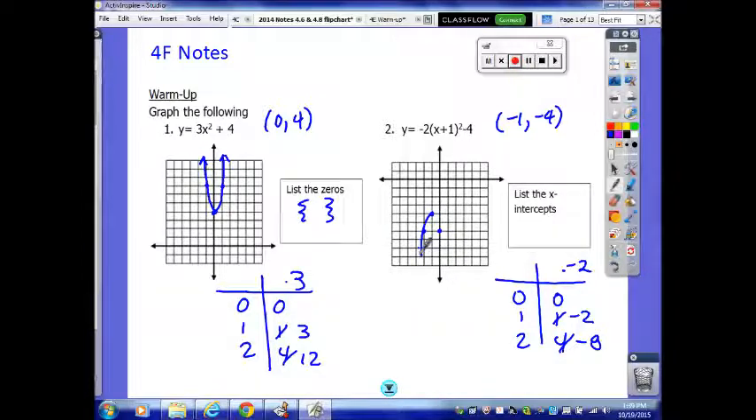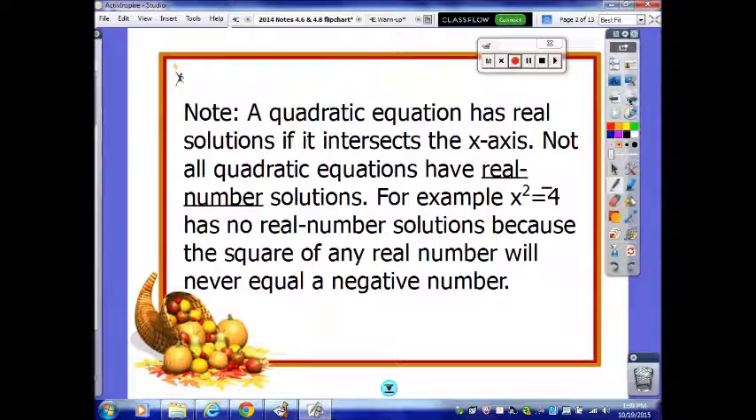Alright, so here's my graph for this one. Here again, since this lists the x-intercepts, it's not touching the x-axis, so there are none. In order for a quadratic to have a real solution, it must touch the x-axis. A quadratic equation has a real solution if it intersects the x-axis. Not all quadratic equations have real number solutions.